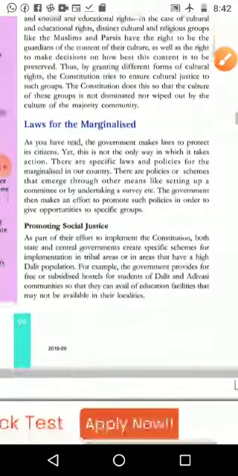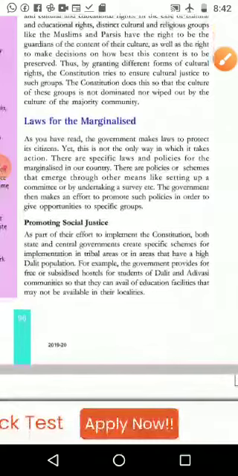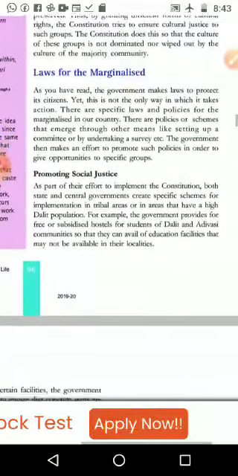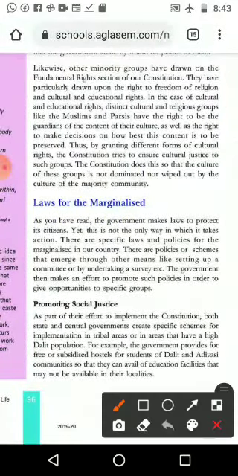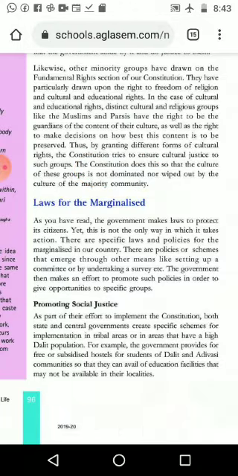They can keep their own particular culture, even though we may feel that it is awkward. The constitution does this so that the culture of the group is not dominated or wiped out by the culture of the majority. So we can see that in India, we are accommodating all the social diversity in the society. We studied in 6th standard unity and diversity.